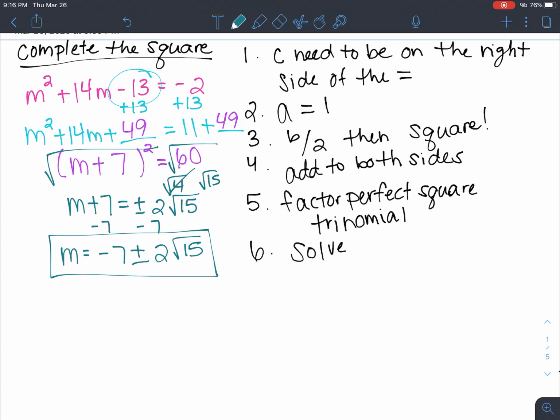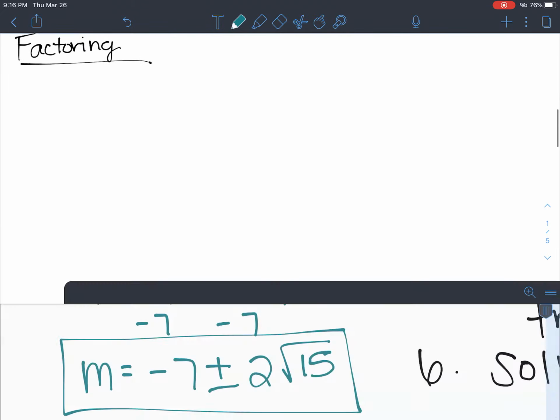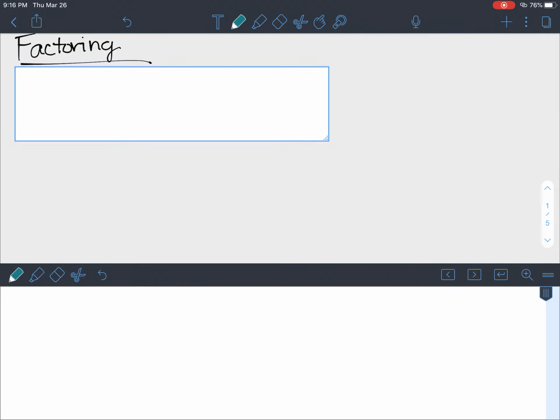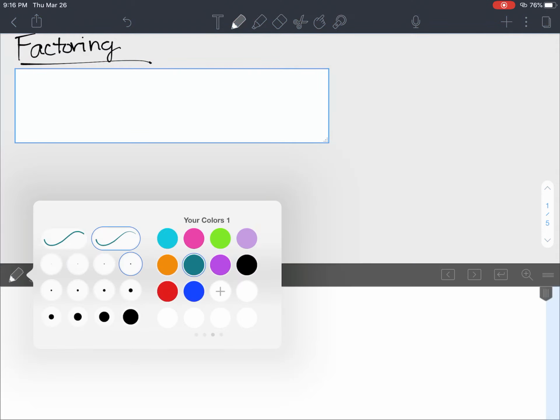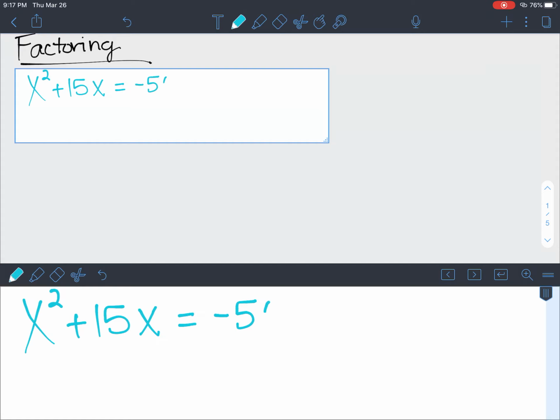Another one was how to solve something by factoring. When we have a factoring question, I'm going to do number 6 from our problem set. Number 6 said x squared plus 15x equals negative 56.